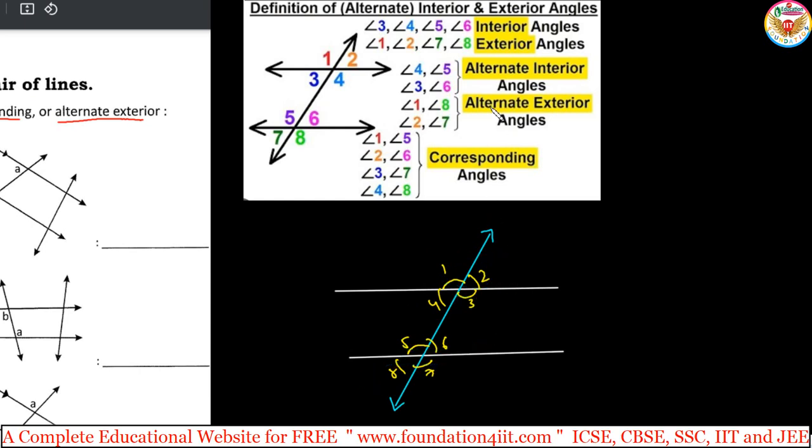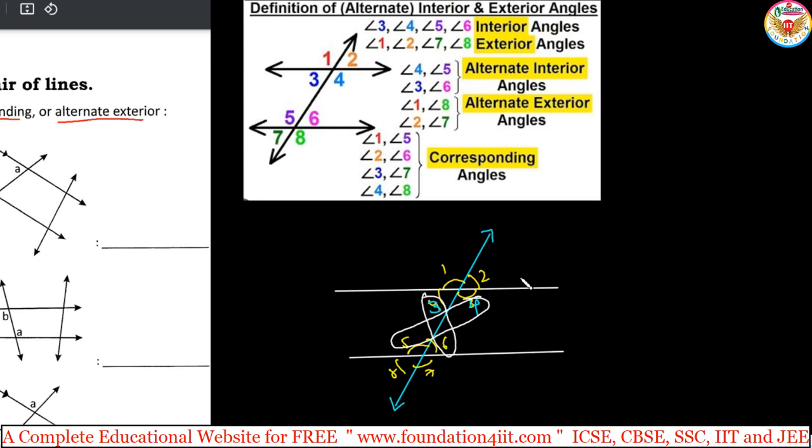Next, alternate interior angles and alternate exterior angles. These four are interior, inside, and again these two alternate across. So 4 and 5 are alternate interior. Even 3 and 6 are also alternate interior.